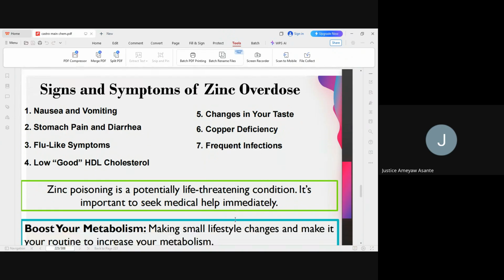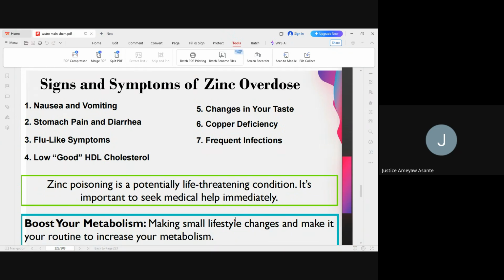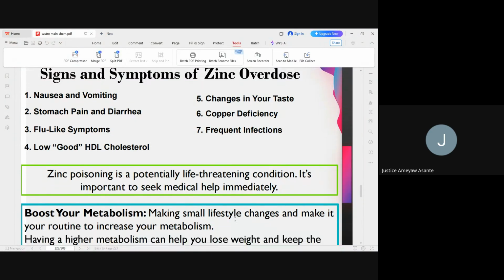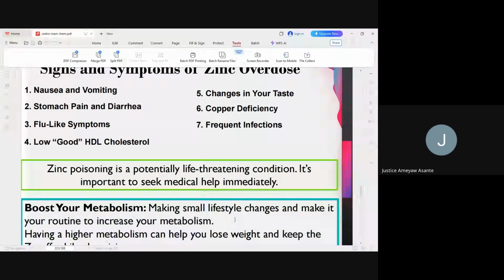So that's why when we are sick and we go to hospital, they ask you to perform a lot of tests. What they suspect, they will ask you to go and have tests on it. Zinc poisoning is a potentially life-threatening condition. It is important to seek medical help immediately.